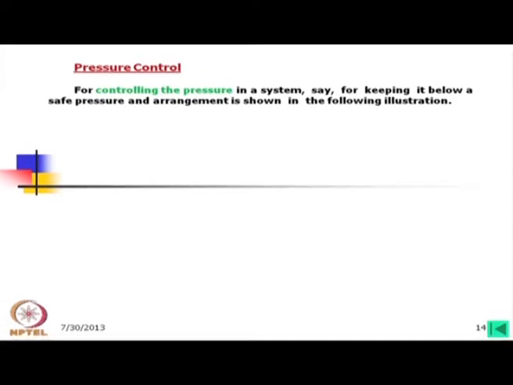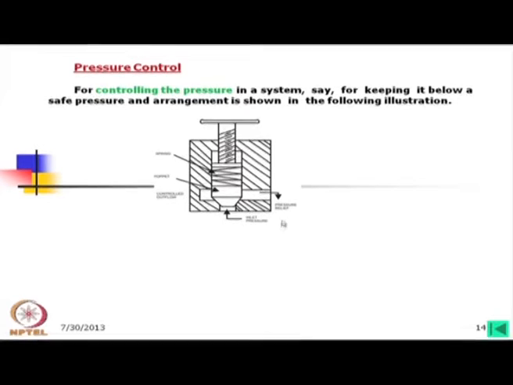Now, pressure control is done for keeping it below a safe pressure, and the arrangement is shown in the following illustration. Now, in this case, what is there? The flow, if you look into this figure, is going in from the bottom, and there is a body which is called a poppet, under the pressure of a spring. The length of this spring again can be controlled by a screw. So, what happens is when there is a certain pressure, only then this opens and fluid can go out, otherwise normally this flow is going to the system. So, this is the basic concept of a pressure relief valve.